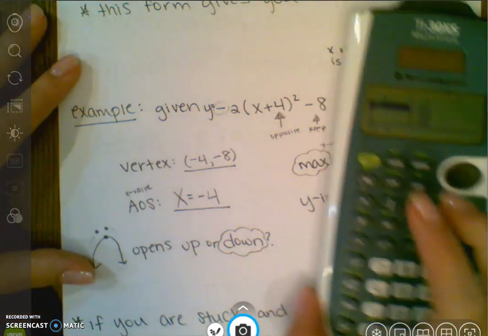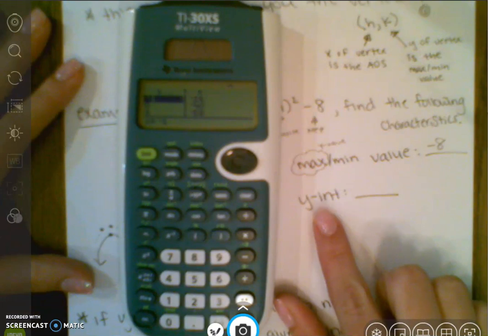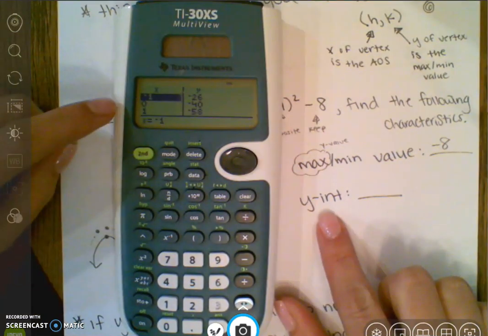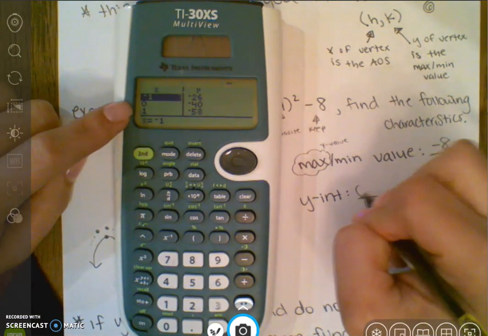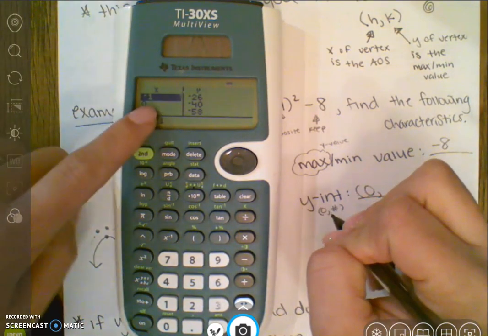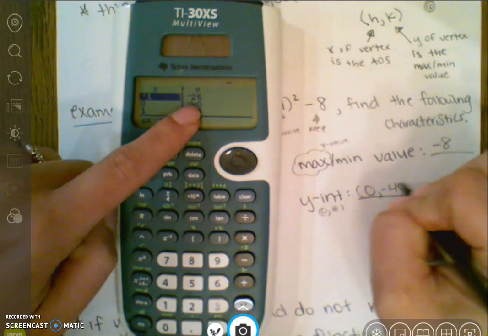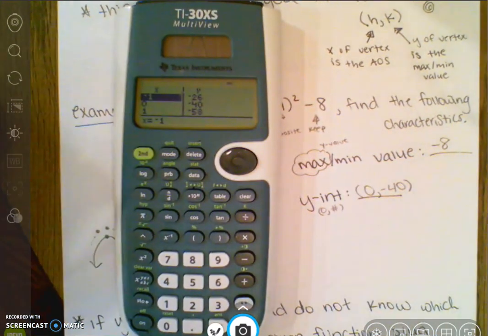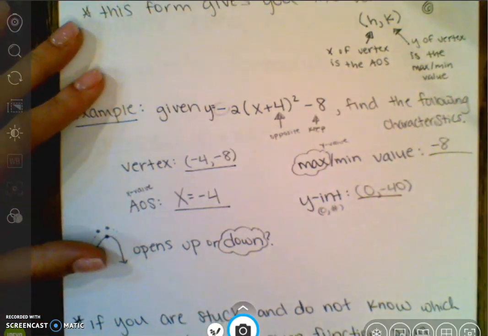So I need to know the y-intercept. So the y-intercept is wherever your x is 0. It's always going to be 0, comma, a number. So in this case, it's 0, -40. Okay, also, I just made this up, so that's why it's so big.